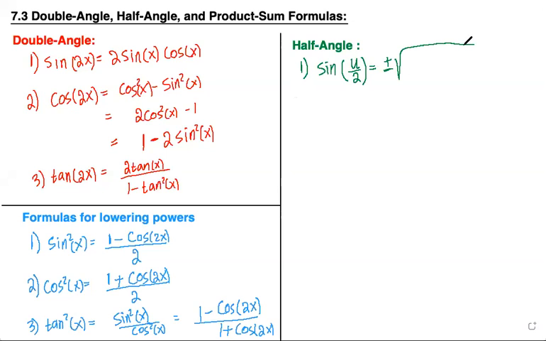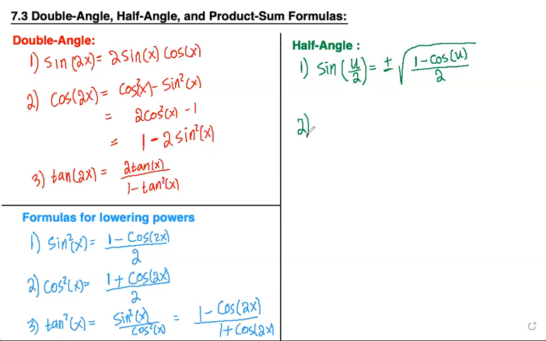Of square root of 1 minus cosine of the angle u over 2. How I found it is derived from here. So I plug in, instead of x, u over 2. The 2 with the 2, they cancel. And then I take the square root of both sides, and I get plus or minus. So this is derived from the first one.